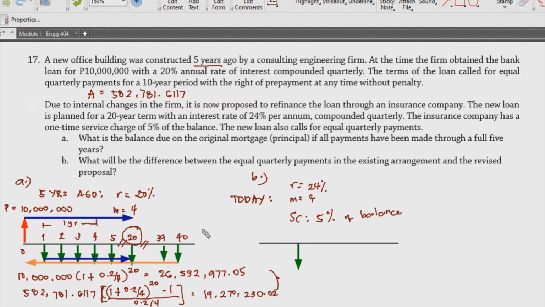It's just that we incorporate the payment or loan. So upon subtraction, this should give us a balance of 7,262,747.031. Okay, so this is your balance that is not yet paid. So yun yung balance na hindi pa natin nababayaran. So we can just box this para alam natin na this is our answer for letter A.